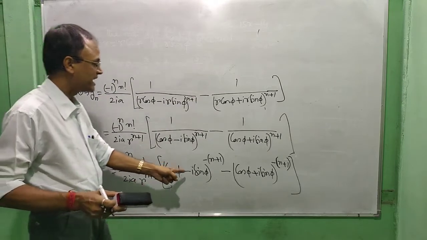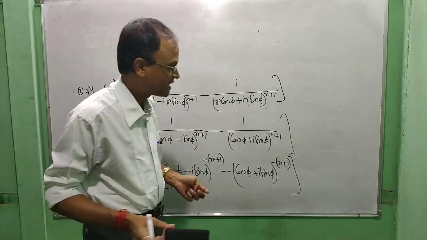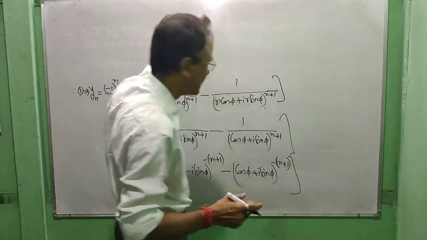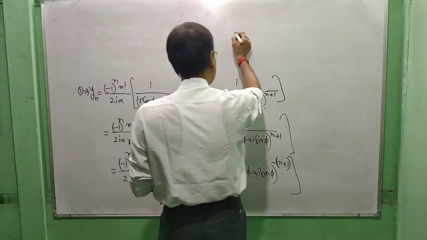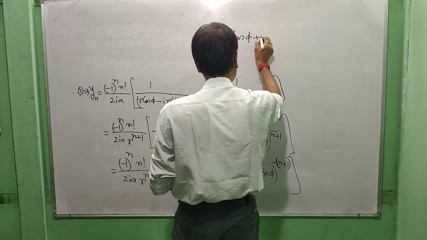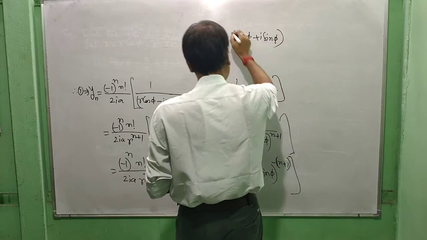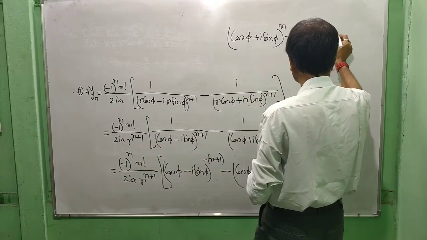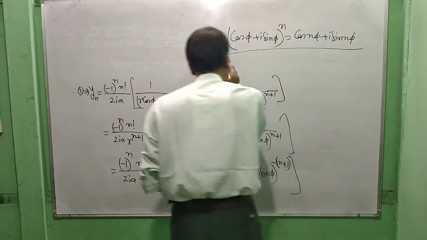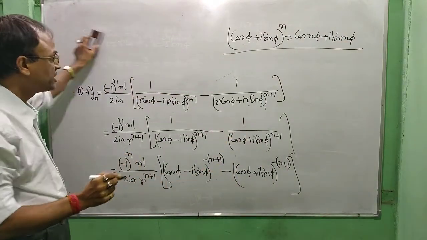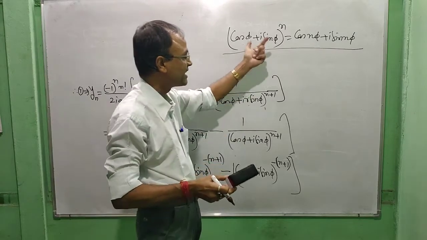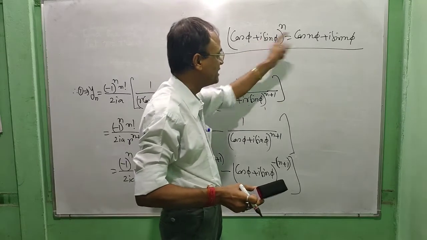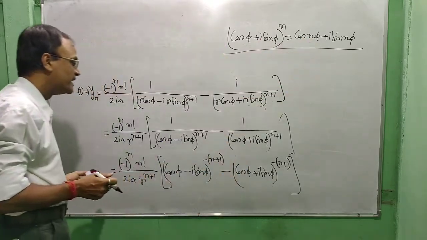Now we shall apply de Moivre's theorem. De Moivre's theorem states that whatever be the value of n, positive or negative, rational or integral, the value or one of the values of this is cos n phi plus i sin n phi. If it is rational, one of the values of this will be cos n phi plus i sin n phi.